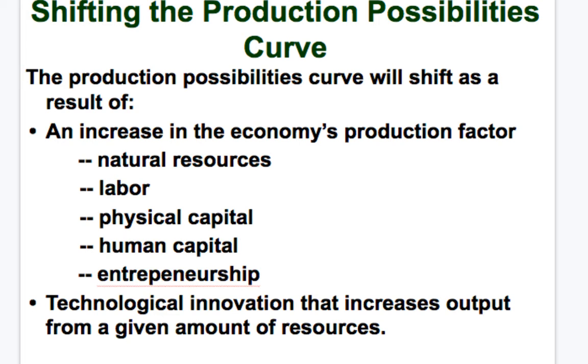So when we looked at shifting the production possibility curves, the curve will shift out if we change the way we do outputs. This means that there could be an increase in the economy's production factors. There could be newfound natural resources, better or more trained labor, physical capital, human capital, or entrepreneurship, meaning investment into a business or industry that has a fundamental change on our maximum amount of output. Technological innovations increase output from a given amount of resources.